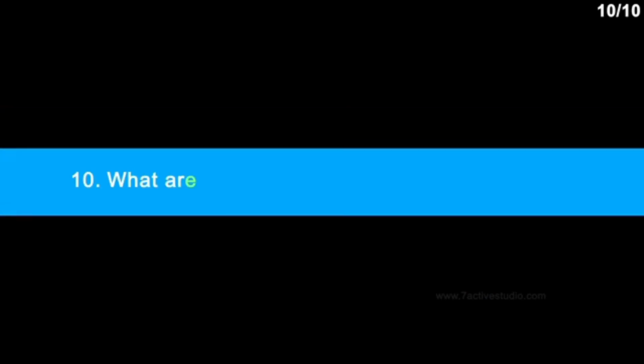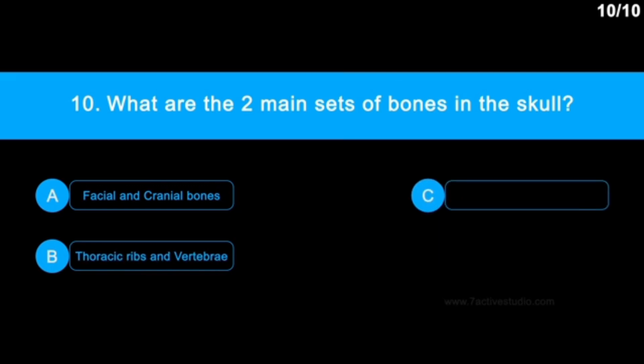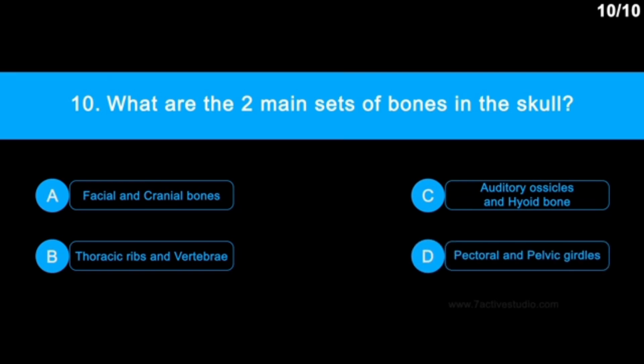Question 10. What are the 2 main sets of bones in the skull? Option A. Facial and cranial bones. Option B. Thoracic ribs and vertebrae. Option C. Auditory ossicles and hyoid bone. Option D. Pectoral and pelvic girdles.